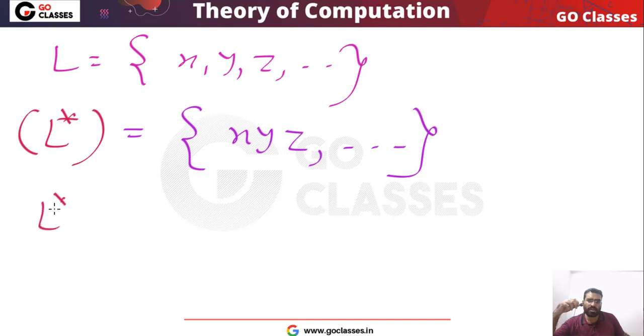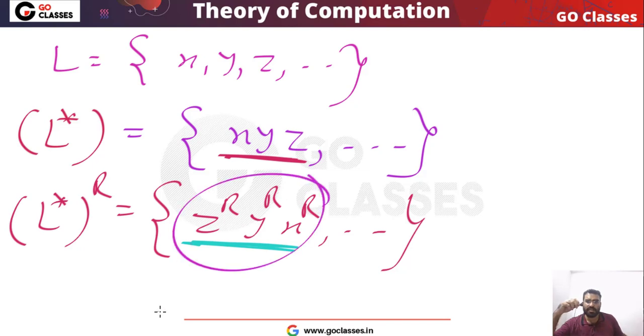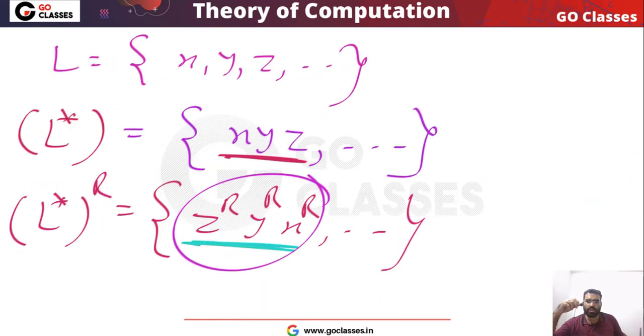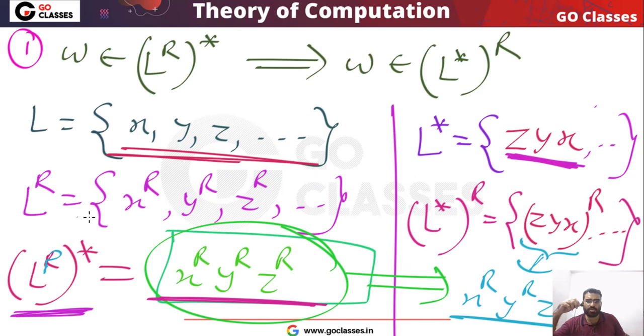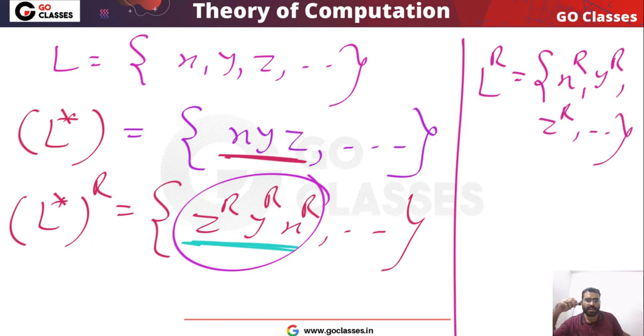So in L star whole reverse, which type of string will be there? Whole reverse. If you do the reverse of this, then you will get Z reverse, Y reverse, X reverse. So this type of string you will get in L star whole reverse. And you can notice that this string is also part of L reverse whole star. This string you can have here because this is your L reverse. Remember, your L reverse is X reverse, Y reverse, Z reverse, and so on. So in L reverse whole star, we can definitely get this string.